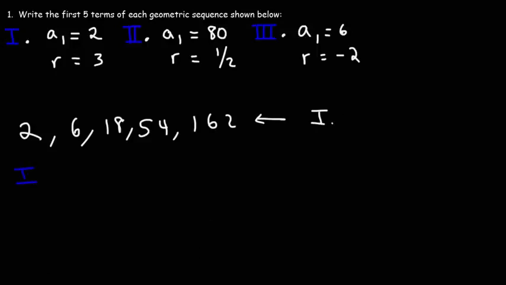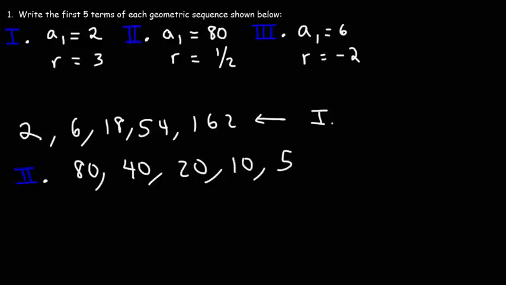Now let's move on to number 2. The first term is 80. The common ratio is 1/2. So we're going to multiply 80 by 1/2. Half of 80 is 40. Half of 40 is 20. Half of 20 is 10. Half of 10 is 5. So those are the first 5 terms for the second geometric sequence.